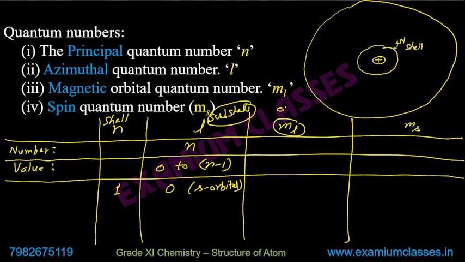Now this is about how many orbitals there will be. For this again, how many will be there and what will be the value? If I talk about how many will be there, these will be 2l plus 1.